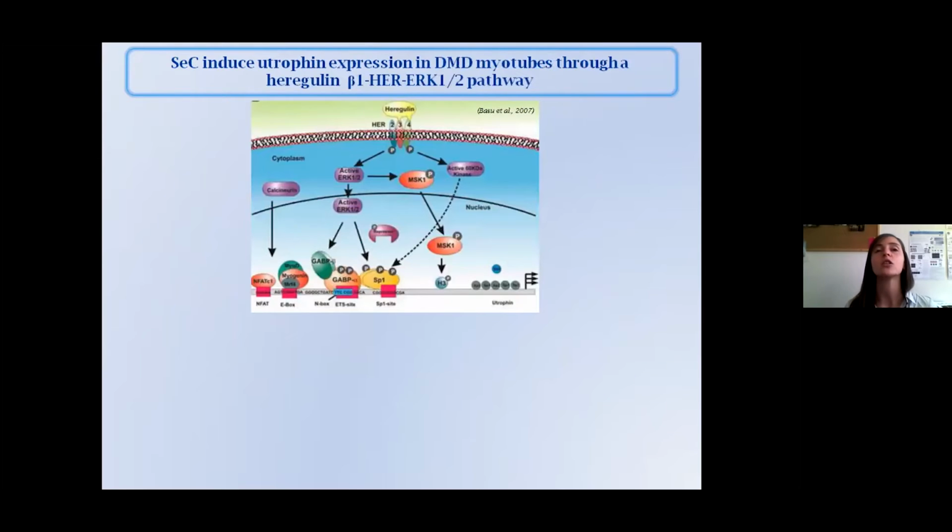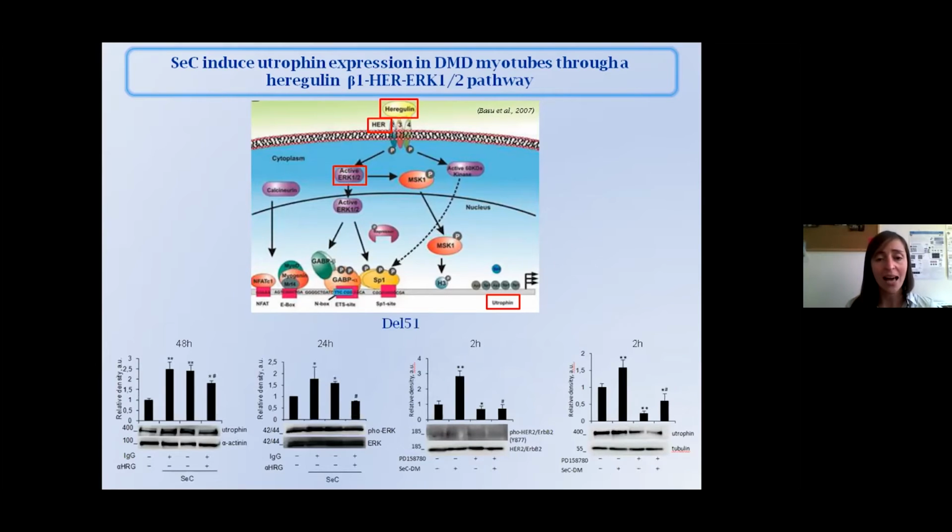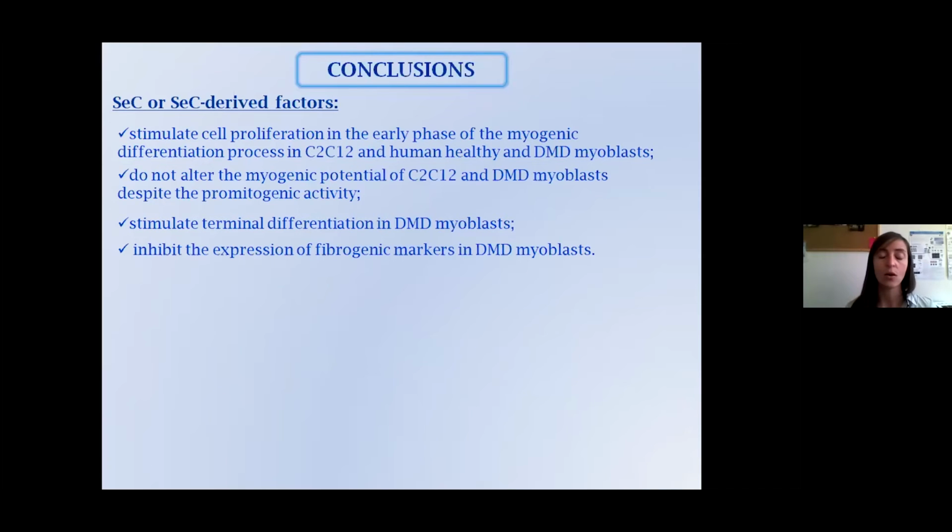As we have already demonstrated for C2C12 and mdx primary myotubes, also in human dystrophic myotubes, the upregulation of utrophin expression induced by Sertoli cells follows an integrin beta-1 ERK1/2 pathway, as we can see by this Western blotting analysis recently performed using an integrin beta-1 blocking antibody or an inhibitor of the tyrosine kinase ErbB2 receptor family.